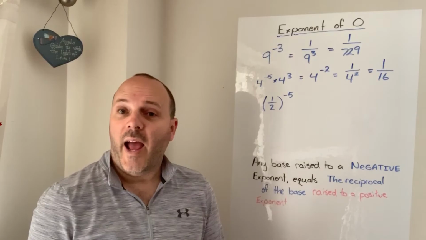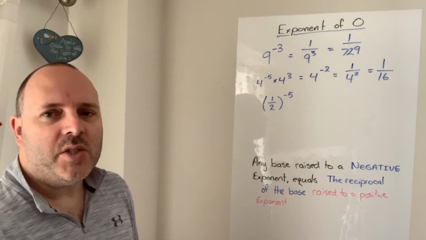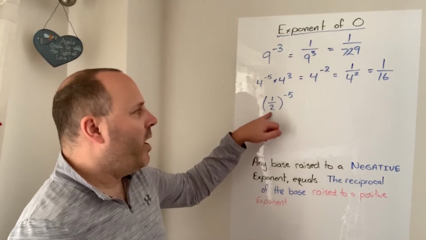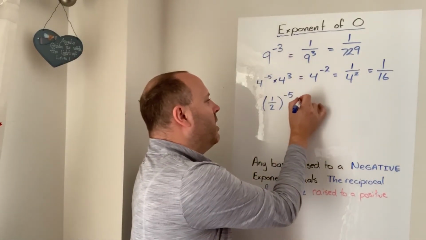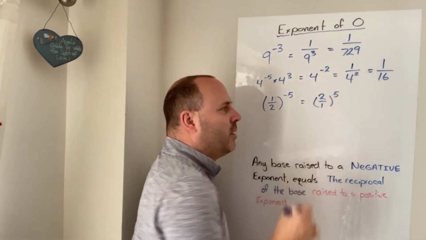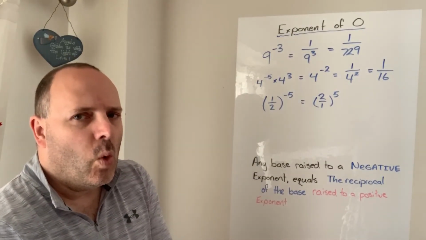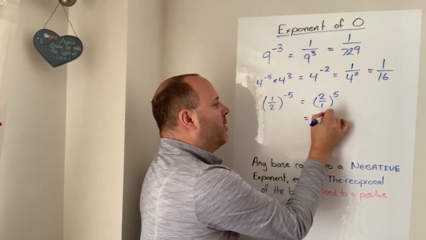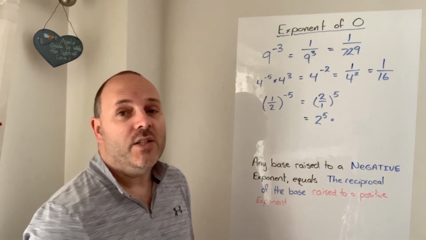Okay, last example. What if it was 1/2 to the power negative 5? The reciprocal means flip that number over, flip that fraction over. So 1/2, flip it over, make the exponent positive. That's going to be 2/1 to the power 5. Of course, 2/1, I don't usually write the over 1. It's 2 to the power 5. And I can jump on my calculator. 2 to the power 5 is 32.